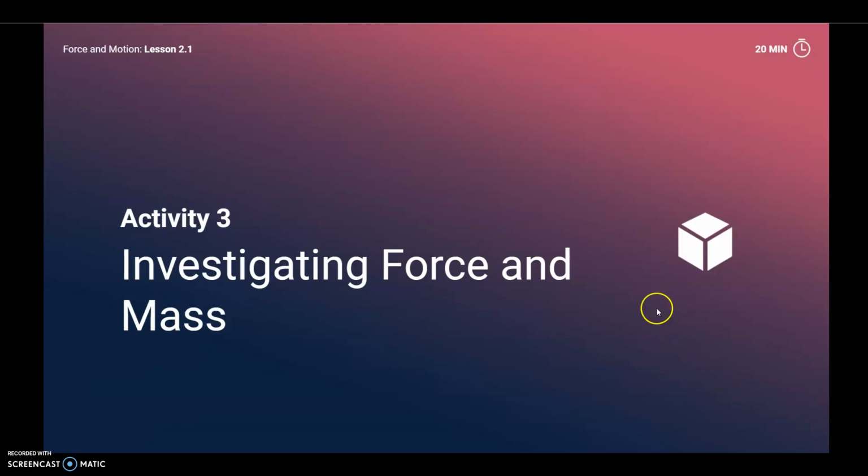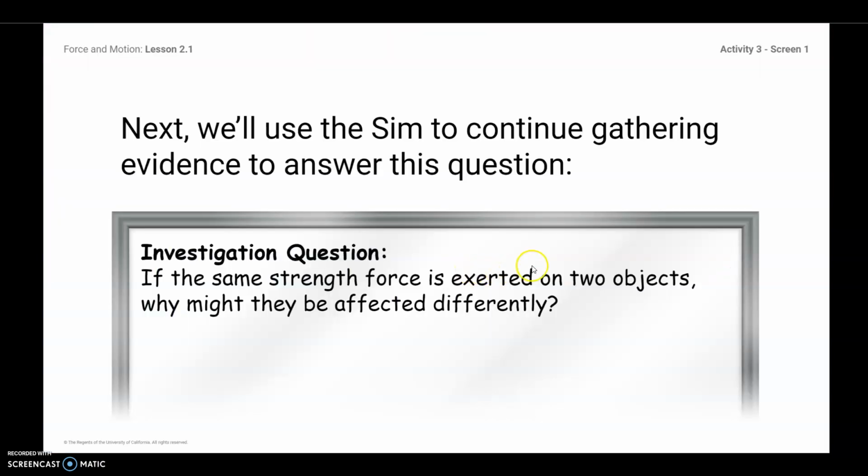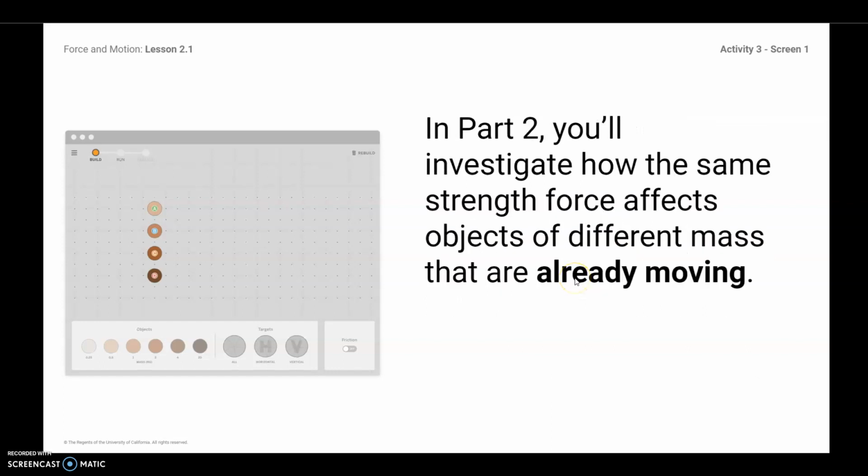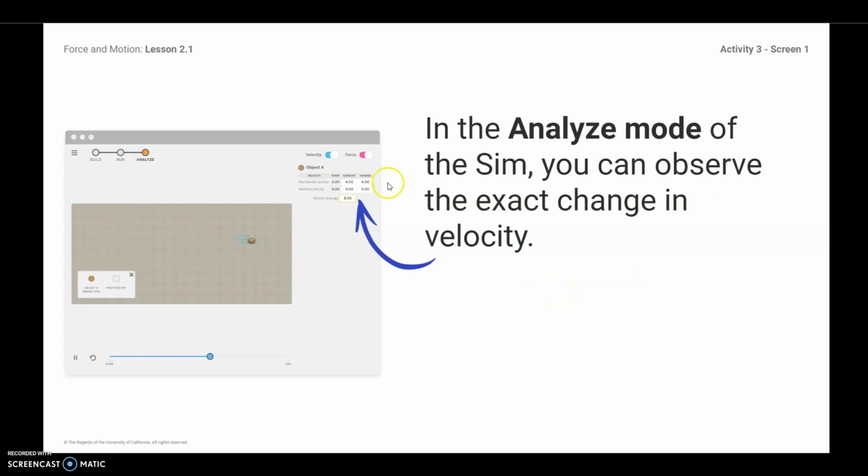All right, we're going to move on to activity 3, investigating force and mass. So next we're going to use the sim to continue to gather our information and evidence to answer the question of, if the same strength force is exerted on two objects, why might they be affected differently? So the sim investigation has two parts. In part 1, you're going to investigate how the same strength force affects objects of different mass that are not moving. So they're starting out at 0. In part 2, you'll investigate how the same strength force affects objects of different mass that are already in motion or already moving. So in the analysis mode, when you click Analyze of the sim, you can observe the exact change in velocity. So it's going to tell you how much the velocity changed right here.